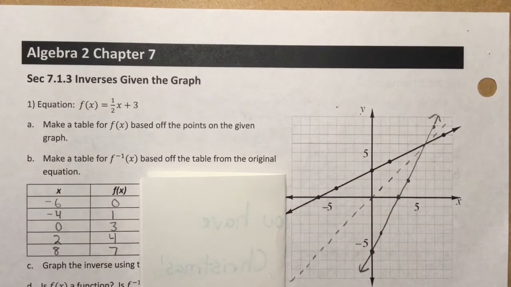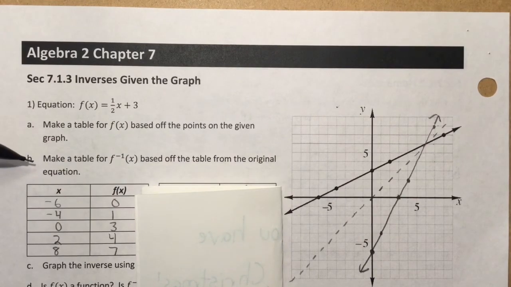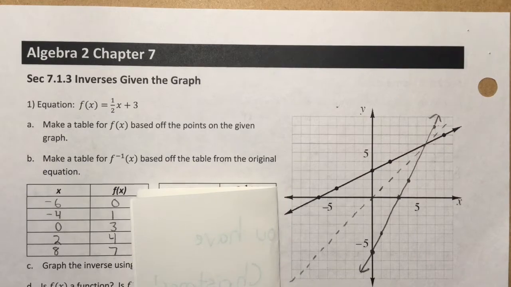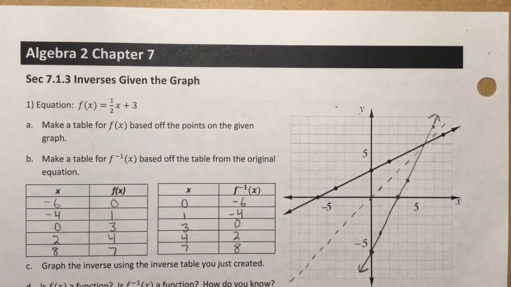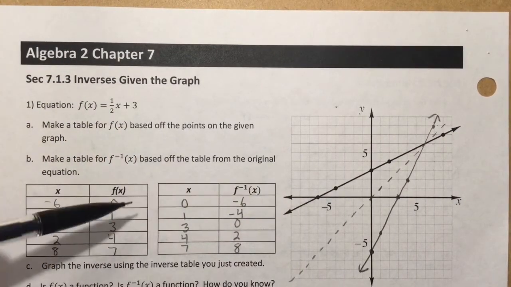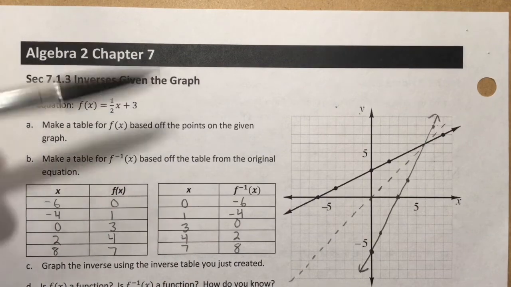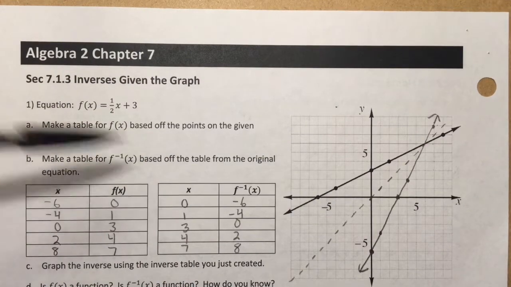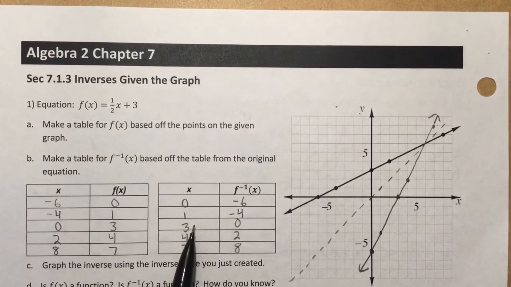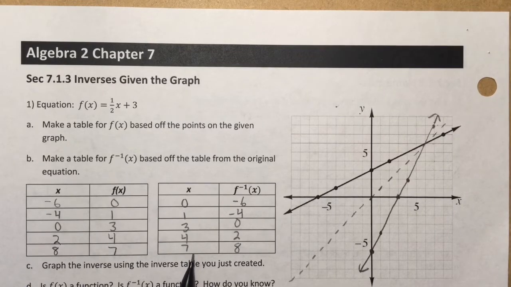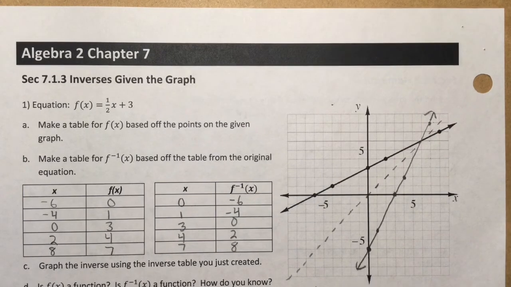Once we have that in our table, part B said to make the table for the inverse. So that's what we're going to do. We switch our x and y and get our table for the inverse. So we have 0, negative 6; 1, negative 4; 3, 0; 4, 2; and 7, 8. And then we're going to graph these points. And when we graph them, we should get this line right here.